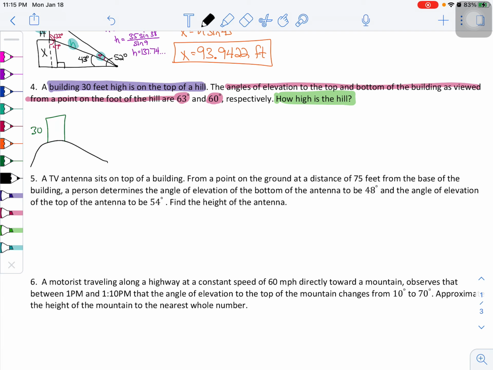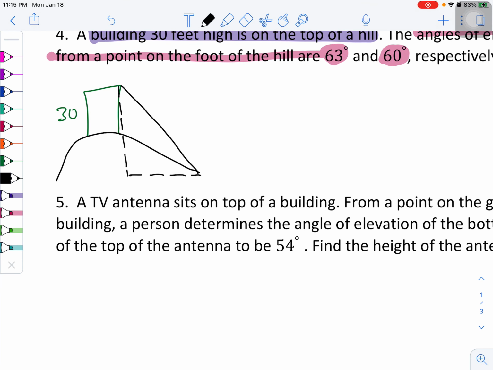All right, so the angles of elevation to the top of the hill. Now, this is where I want to fill in some information. I'm going to assume the building is perpendicular to the ground. So this is where I'm going to fill in a little right triangle here. This angle to the top of the building is 63 degrees, and this angle to the bottom of the building is 60 degrees.